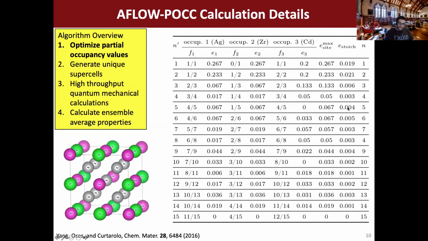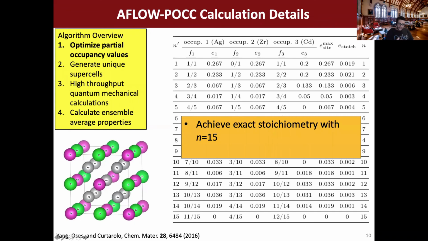You can keep going, and you see that at supercell size 15, we were able to model the system exactly. The stoichiometry and the concentration at each of the sites matches that of the model that we want. So we only need a supercell size of 15 to do it, not 1,000. Okay, so we can do it at N equals 15.